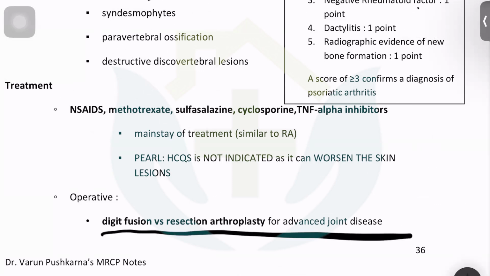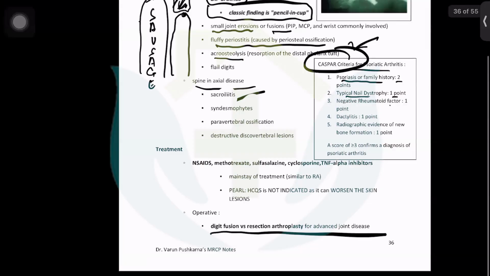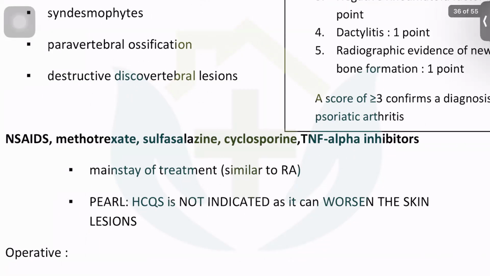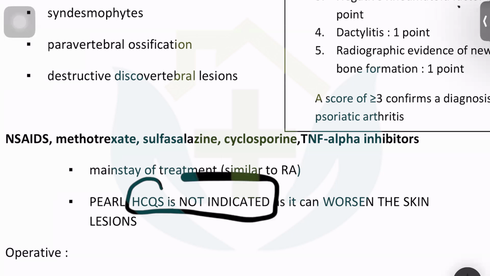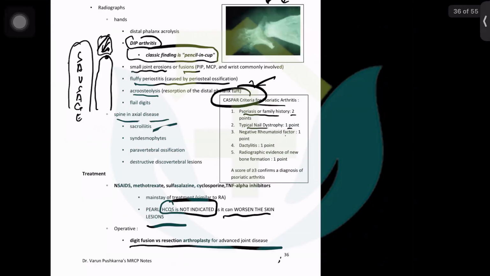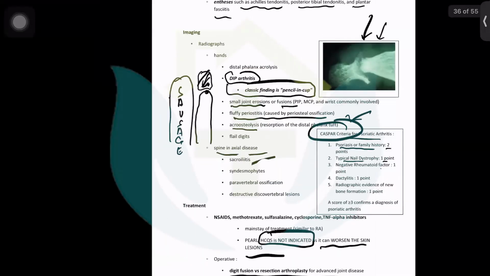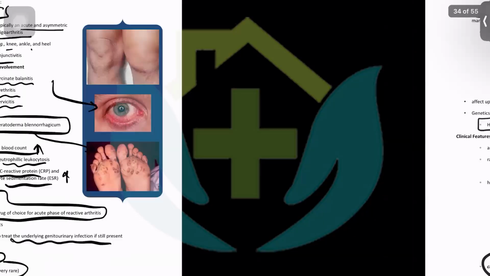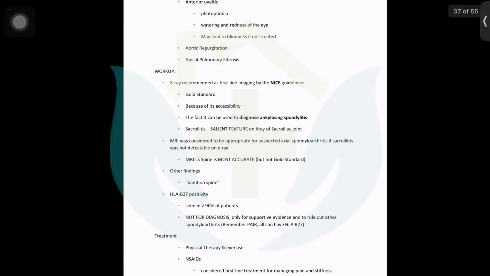Operative, you can remove the digits which are not automatically removed. Remember, HCQS is not indicated as it can itself worsen the skin lesions. So when in doubt, whether it is rheumatic or rheumatoid or psoriatic, just start with methotrexate. All right. Reactive and psoriatic arthritis for you. Next time, I will start with the questions for both of these, and then we will go on to read ankylosing spondylitis.